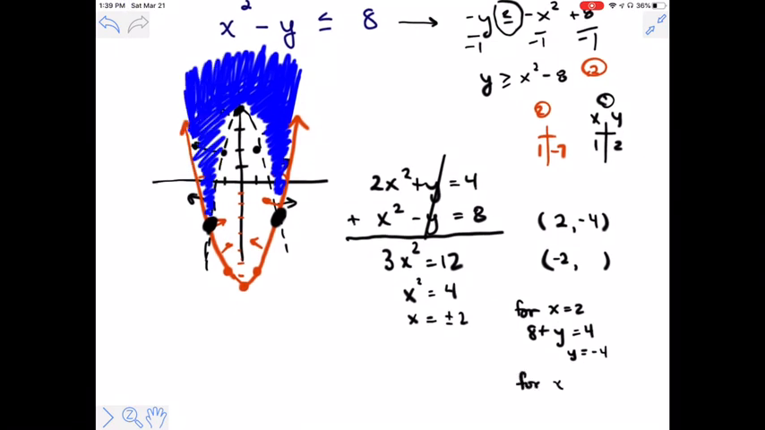Now we've got to do the same thing for x equals negative 2. If I plug in a negative 2 right there for this x equals negative 2, then you square it and you get 4, and then 4 times the 2 here is 8. So we have 8 plus y equals 4, subtract 8, and we have y equals negative 4. So this one is the point 2 comma negative 4, and this one over here is the point negative 2 comma negative 4.